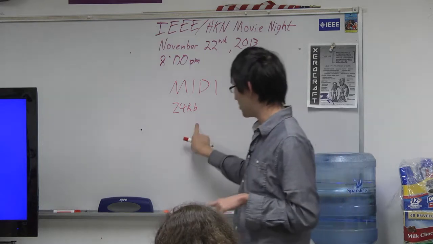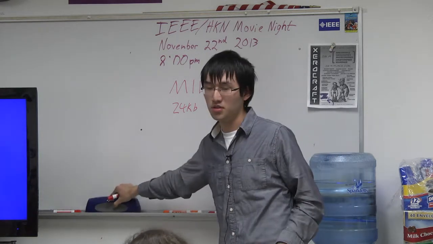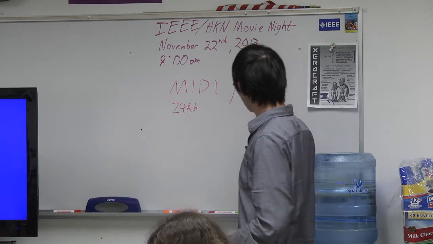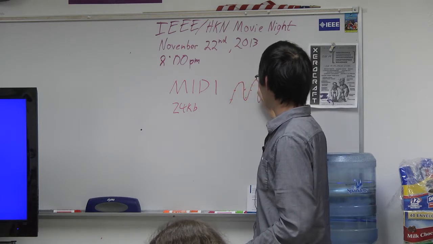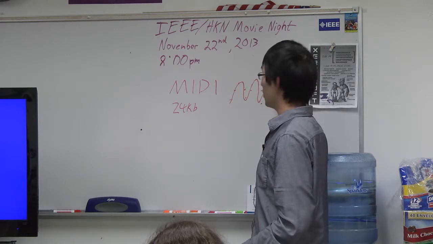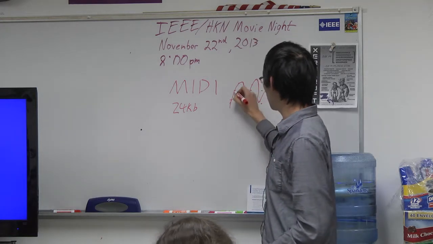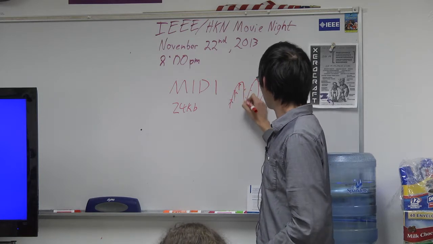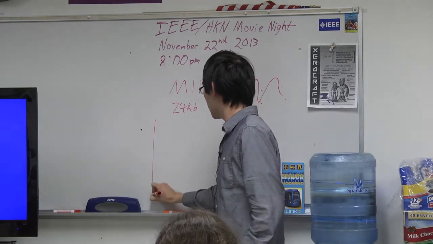And the reason it's so small is because MIDI doesn't actually store the sound data when you look at waveforms. MIDI doesn't keep track of the numbers or even the frequency. Well, it keeps track of the pitch, but it doesn't keep track of where the sound is at fixed intervals. Instead, what it does looks kind of like this.